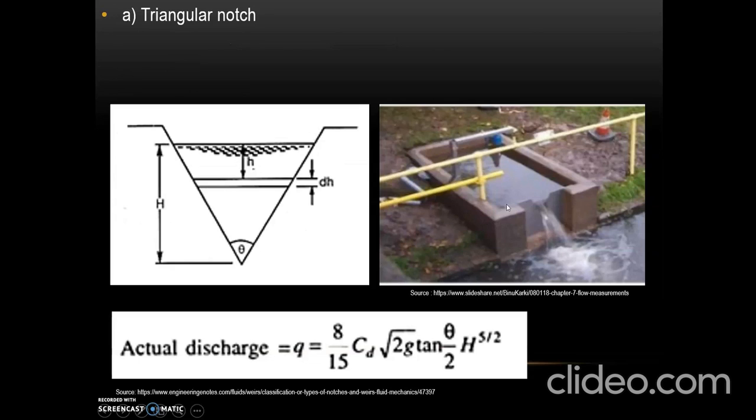This is a triangular notch, and the actual discharge through this triangular notch can be found out using the formula Q equal to 8 divided by 15 into CD into root 2g into tan theta by 2 into H raised to 5 by 2. So theta is this angle of the triangular notch and H is the head of water in the notch.